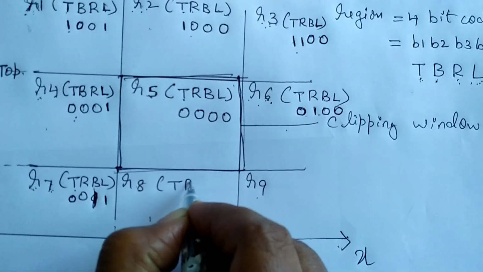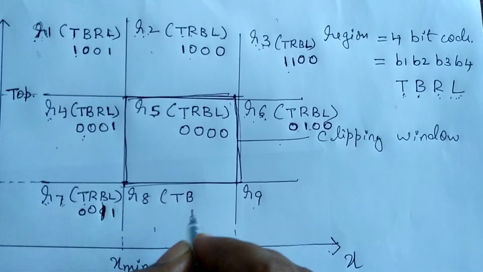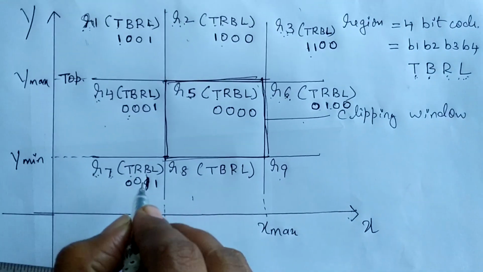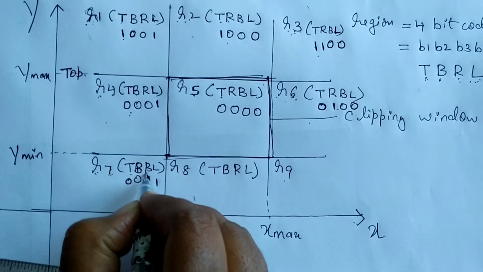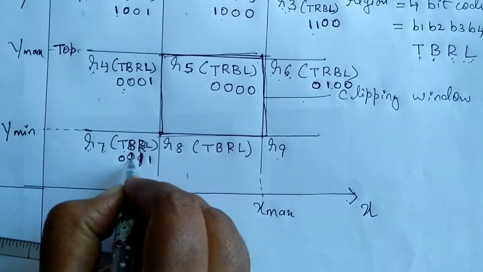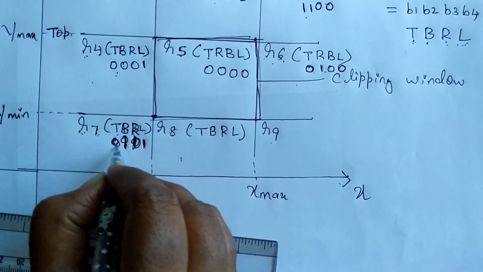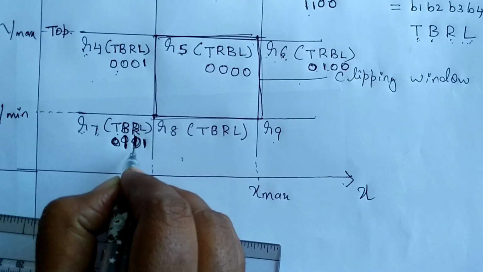Top, bottom, right, left. Actually, here bottom is 1, right is 0, and left is 1. So the region code of this region 7 is 0 1 0 1.